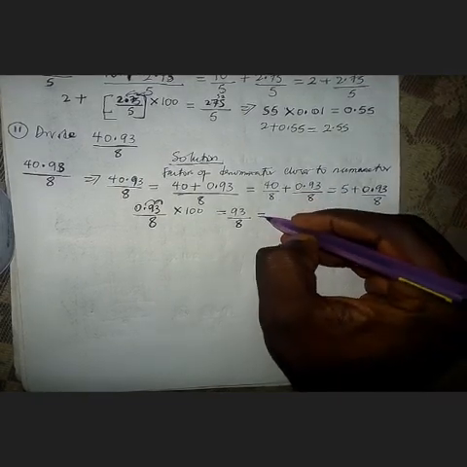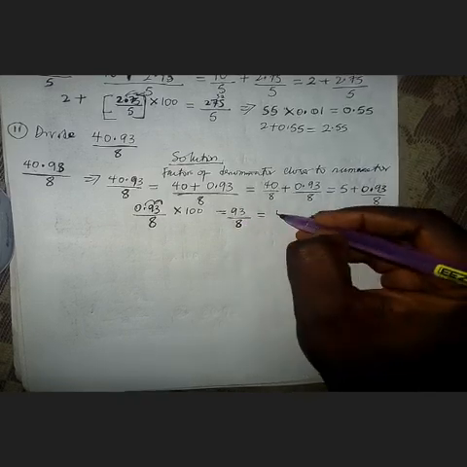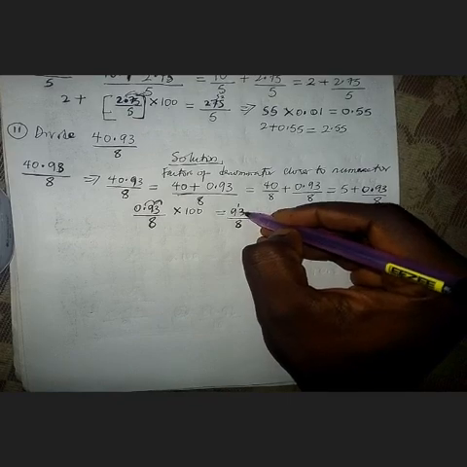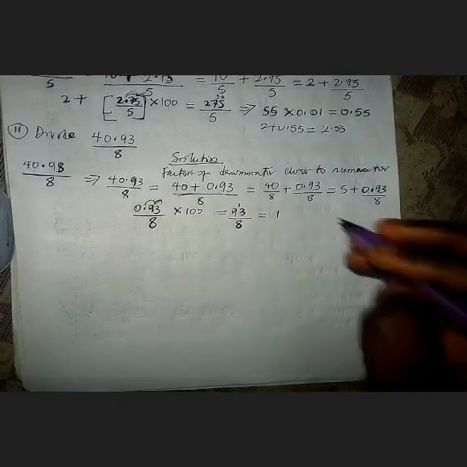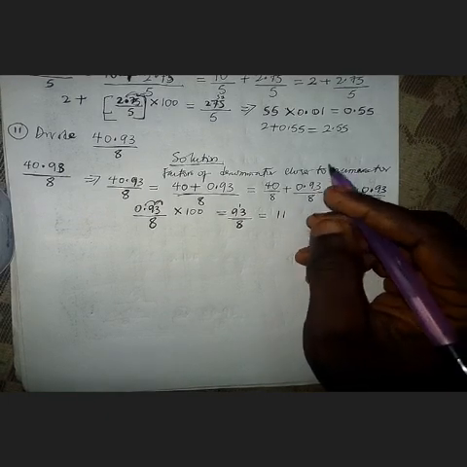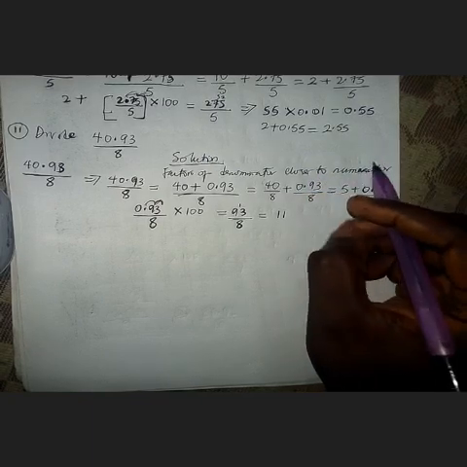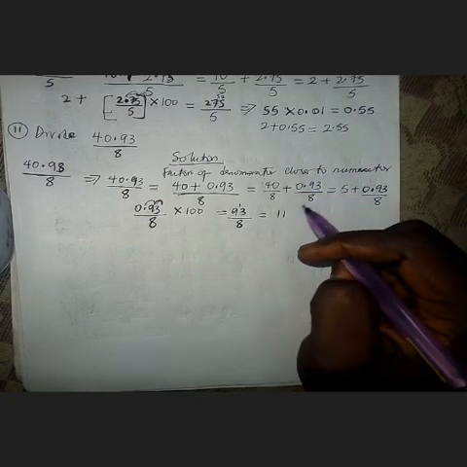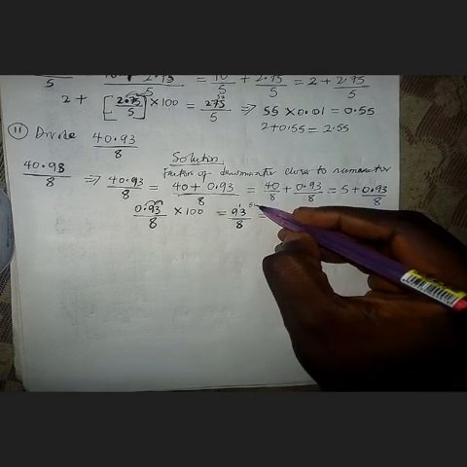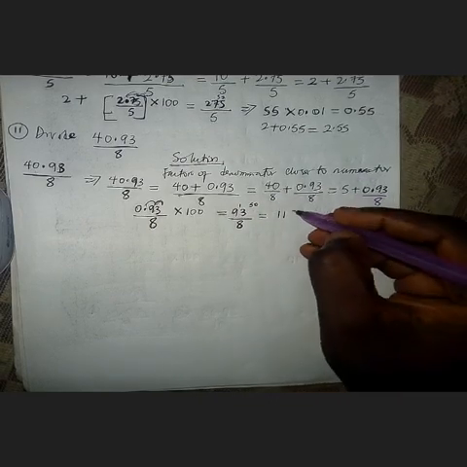93 divided by 8: 9 divided by 8 is 1, remainder 1. 13 divided by 8 is 1, remainder 5. Then 5 divided by 8 is not possible, so you put 0.